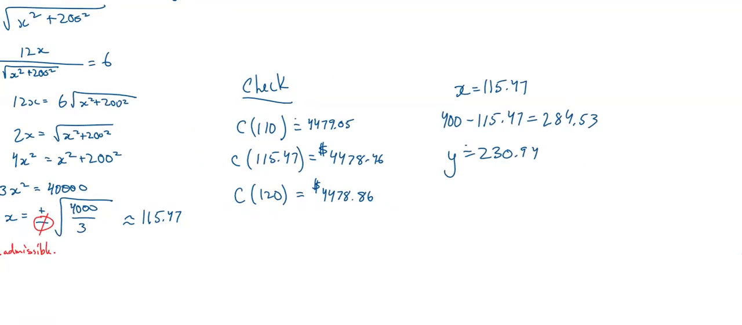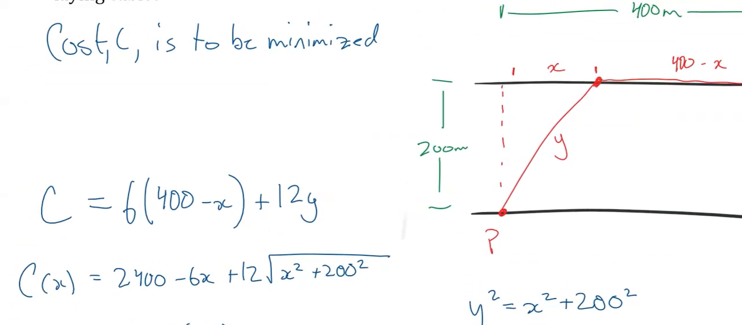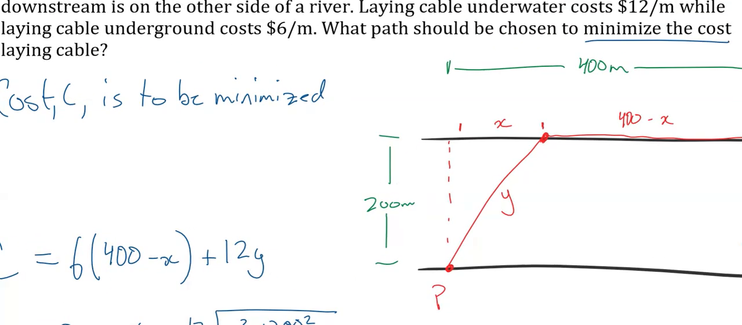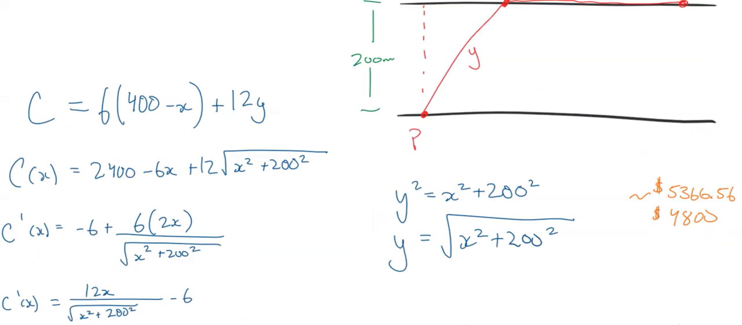And the last tricky part of these questions is just writing the therefore statement, because what are you going to say? If the question just says how much cable should be laid underground or along the land to minimize cost, then it's easy. You just state that, or how much should be underwater, then it's easy. But what path should be chosen?